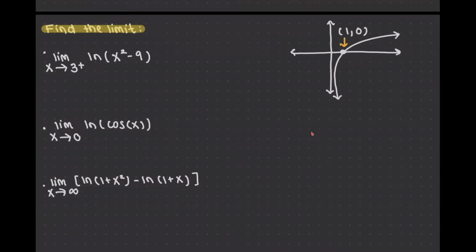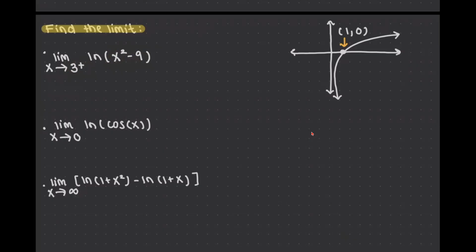So we have here ln, that's base e. We're approaching 3 from the right, and x squared minus 9. So these are values larger than 3. Notice that we need to do it from the right because if we went from the left, these would be values smaller than 3. So then subtracting 9 once we square, that would be negative. We can't take ln of a negative number.